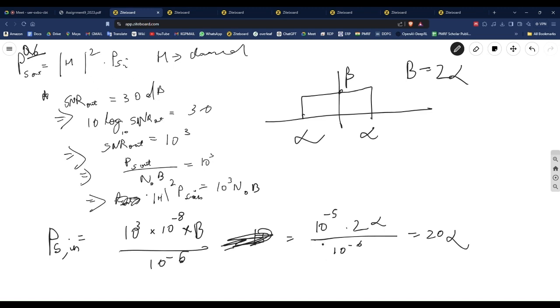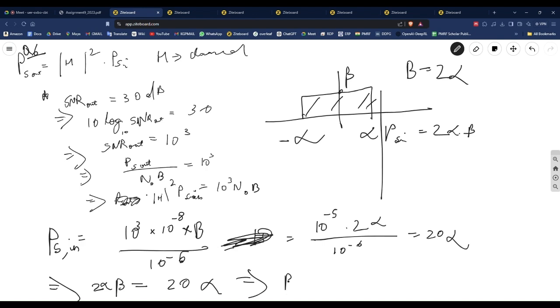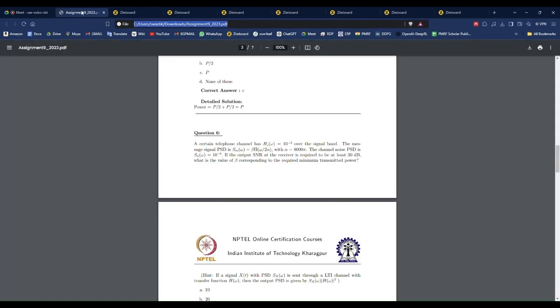So PSE should be the area under this curve. So PSE is 2 alpha into beta. This implies the area of this curve is 2 alpha into beta. PSE is equal to 2 alpha into beta, equal to 20 alpha. This implies beta is equal to 10. So this is the final answer. Beta is equal to 10.